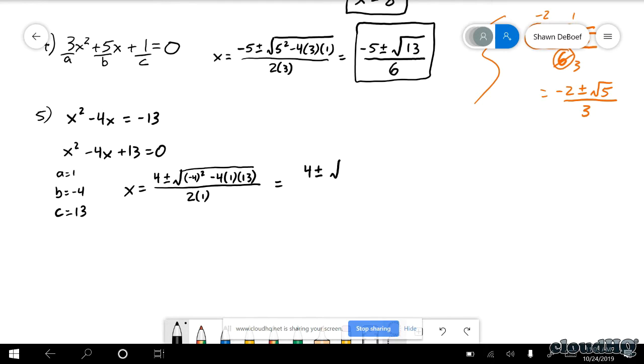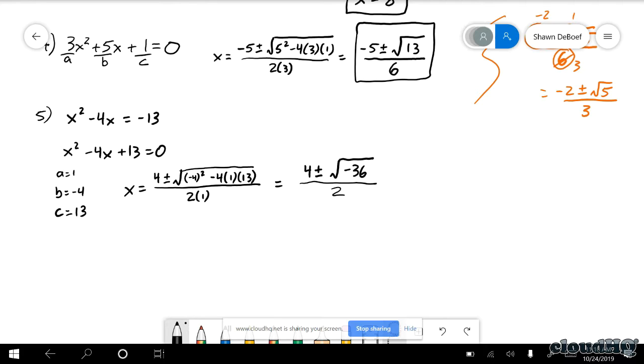So we're going to now look inside of that square root. Negative 4 squared is 16 minus 4 times 1 times 13. In total, we get negative 36. We have a negative inside of a square root. Prior to Monday, we wouldn't have known what to do with that.